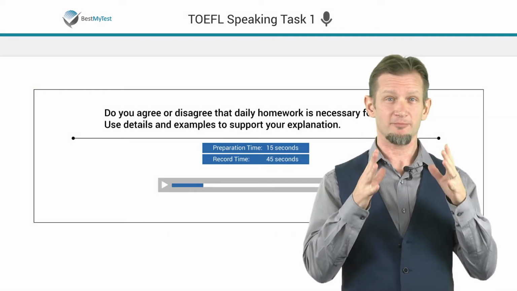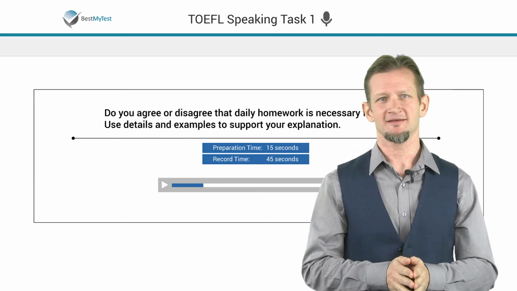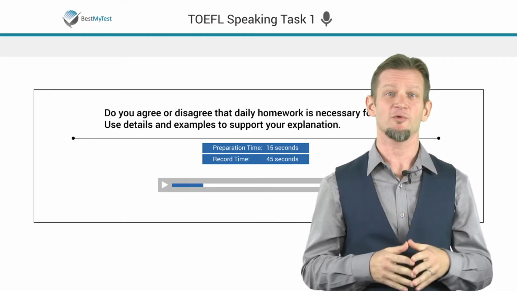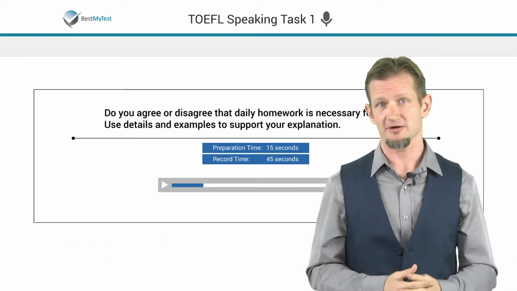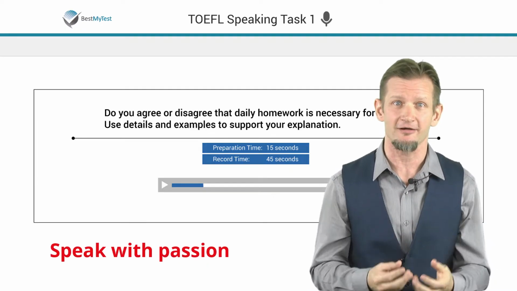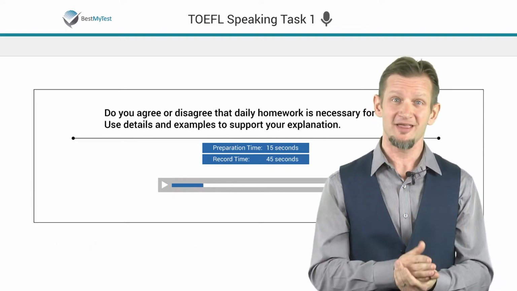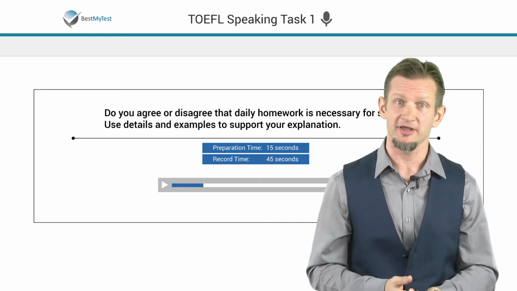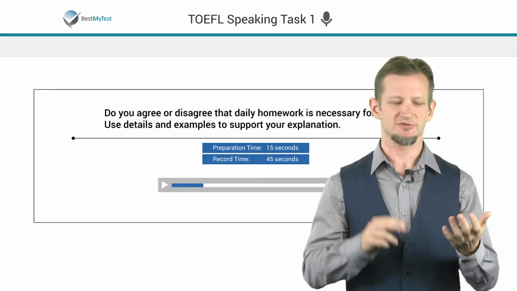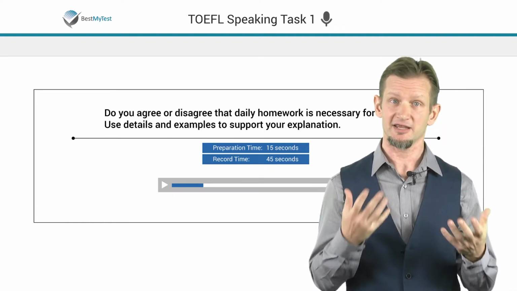Okay, so before we get into an example answer, I want to give you one big piece of advice, and that's this. Do not talk like a robot. You don't want to sound like a robot. You want to sound like a natural, fluent speaker. And the number one way to do this is to speak with passion, to care about the topic that you're talking about. So when you have an opinion, it means that you care about something. So make a strong opinion and care about what you're saying, and that's going to help your fluency. So let's look at the question. Do you agree or disagree that daily homework is necessary for students? I'm going to give you a sample answer for that.